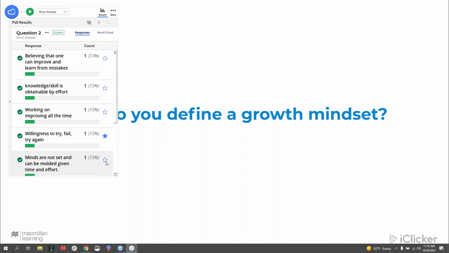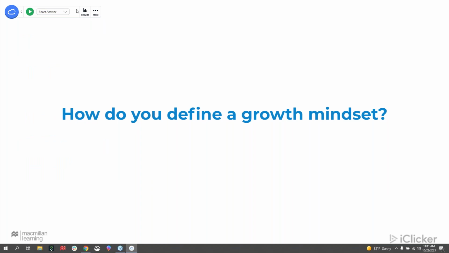I can also mark one answer as best with a blue star, and I'm going to give it to this one. Minds are not set and can be molded given time and effort. And if I'm having my students study my iClicker questions using study tools, they can use that as a flashcard. And that response that I put that blue star next to is going to be the one that shows up on the flashcard.